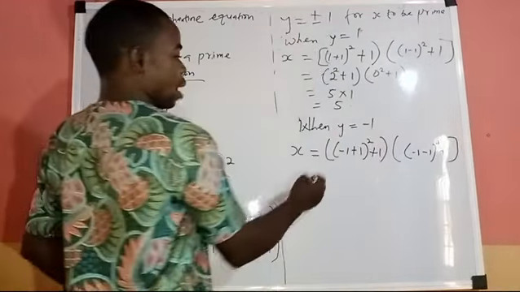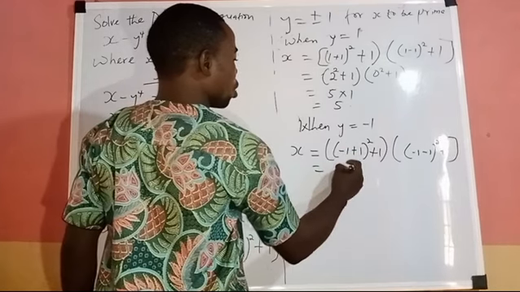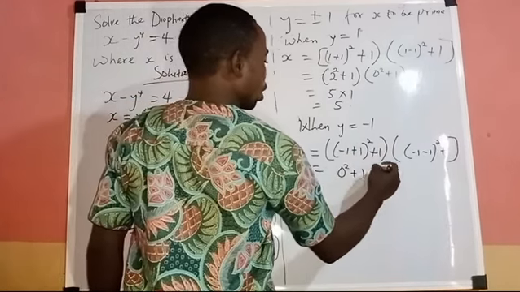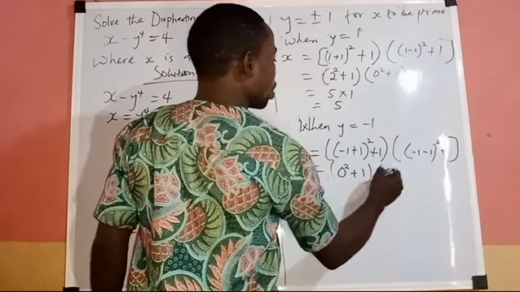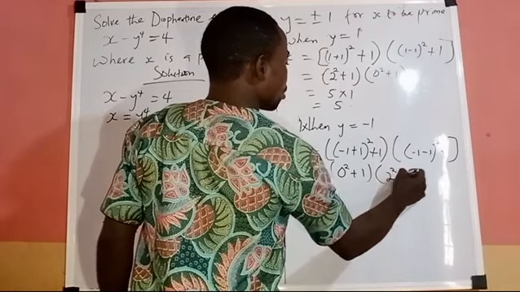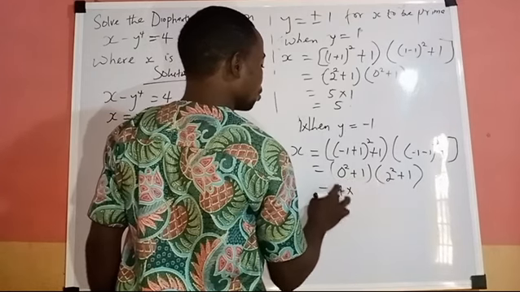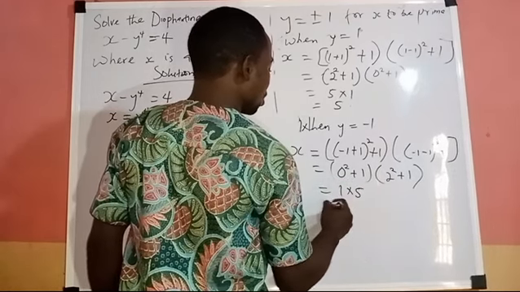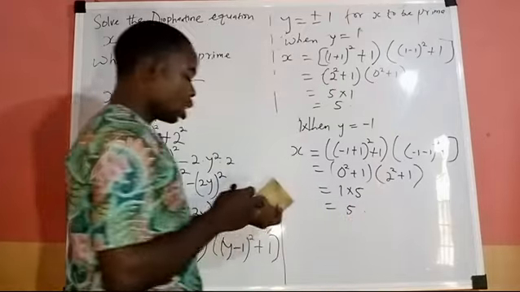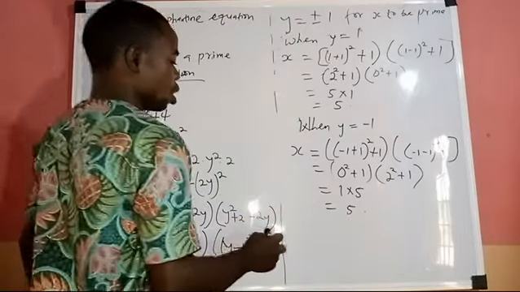Okay, so that's what we're having. Of course, this one will give us 0 squared plus 1, and then the other bracket will give us 2 squared plus 1. And then of course you see that this is 1 times the other bracket, which is 5, and that's going to give us 5. So this is actually going to be giving us the solution.